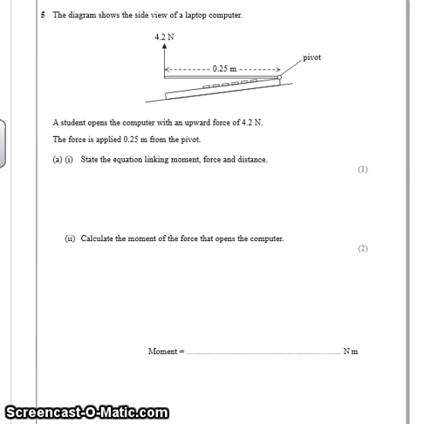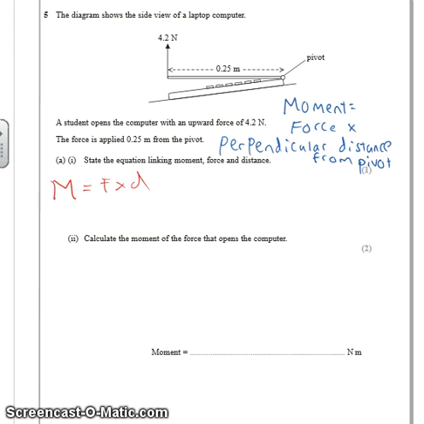Question 5, we're looking at a laptop computer which a student opens with an upward force of 4.2 newtons applied 0.25 meters from the pivot. Now state the equation that links moment, force and distance. Well, moment is force times distance, but we need to be a little bit more specific, that moment is force times perpendicular distance from the pivot.